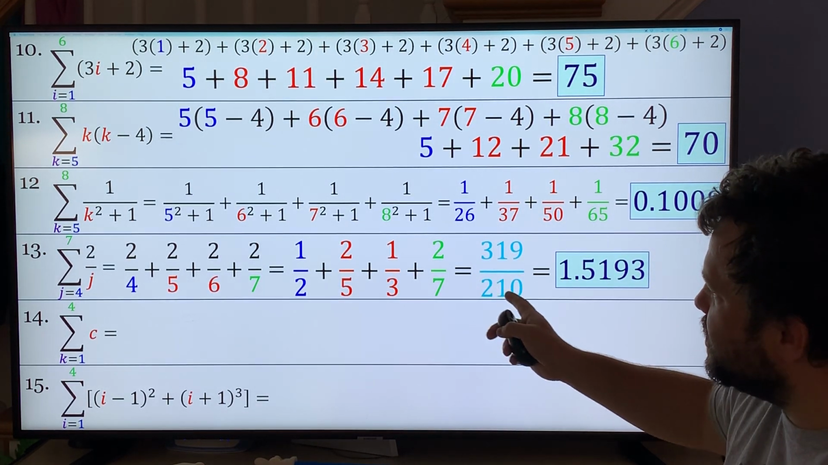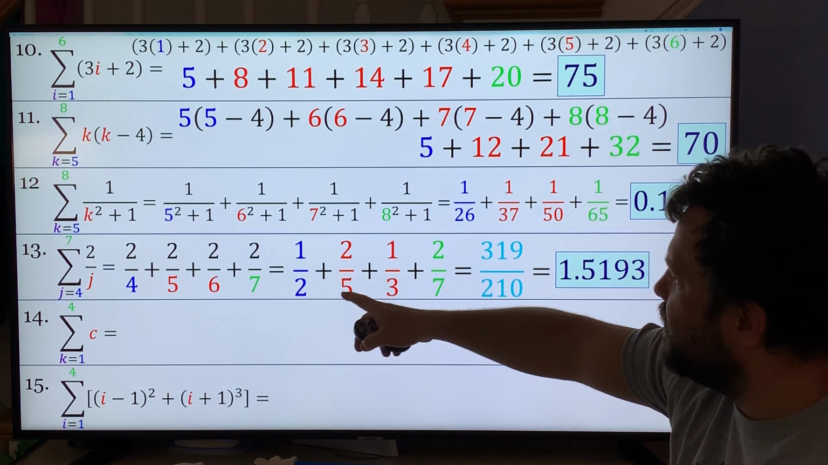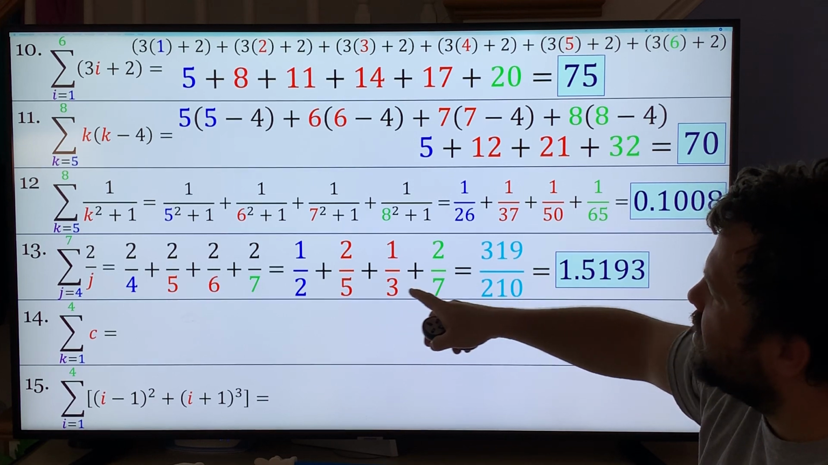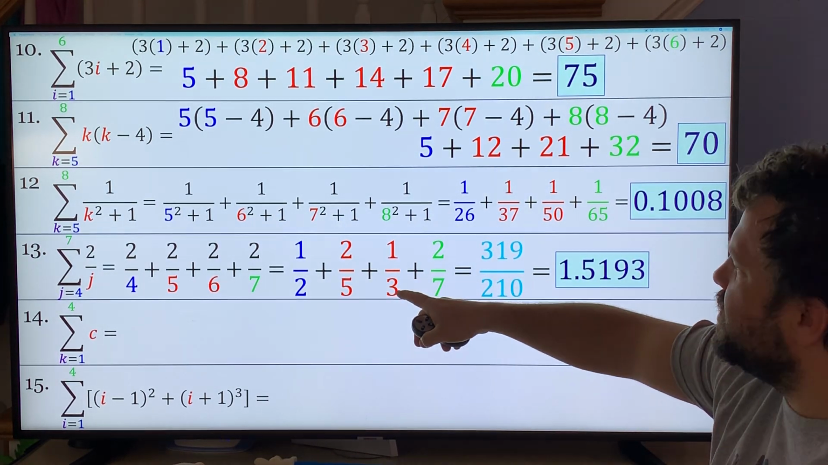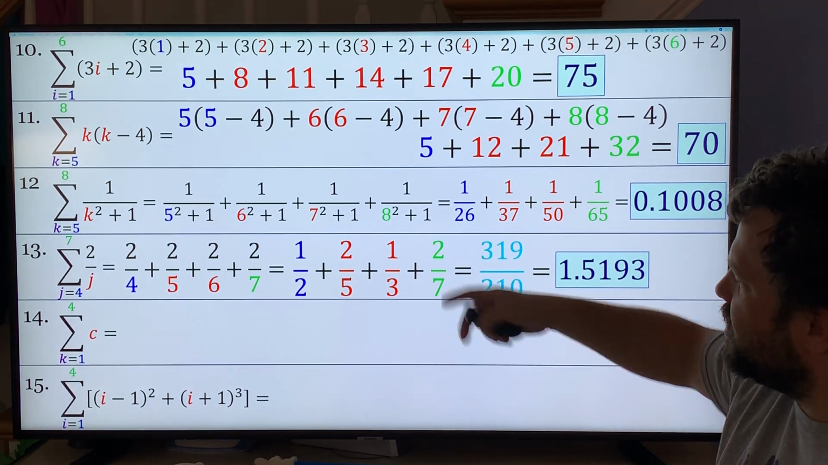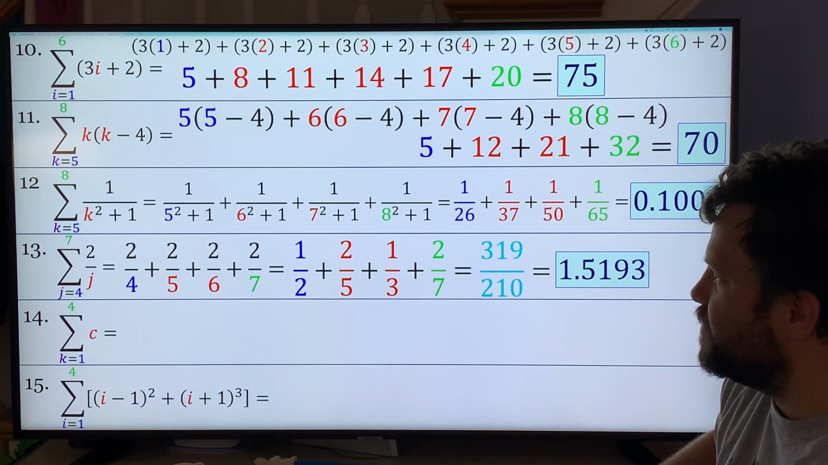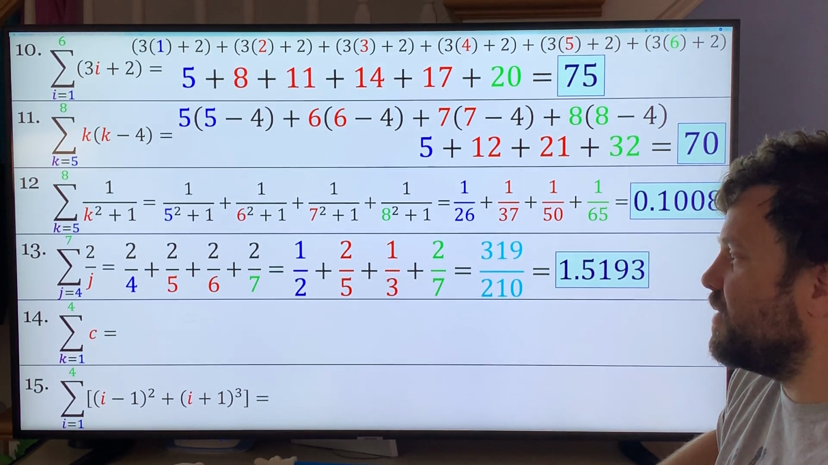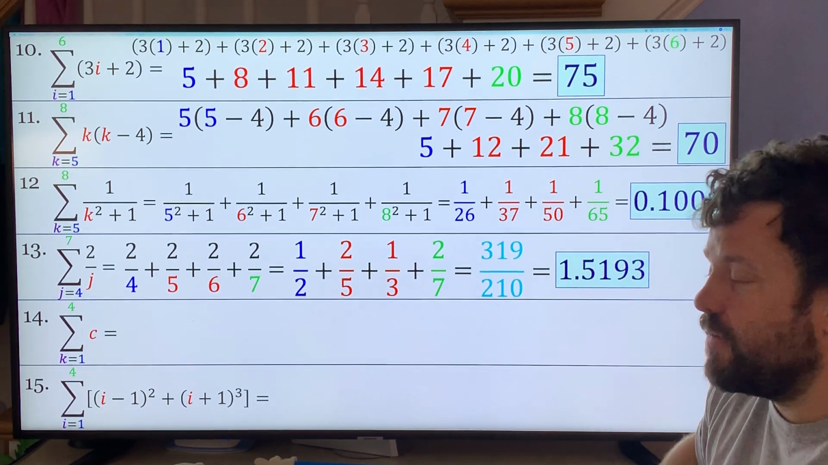And the reason I got 210 is this would have to be multiplied by 105 over 105. This would have to be multiplied by 42 over 42, so it's like an 84 thing. This would be multiplied by 70 over 70, and 30 over 30. That gives me the 210, that's your common denominator. If you had to do fractions, which you don't always have to, but look at a little mini lesson. Adding fractions. Haven't done that in a while, have you?